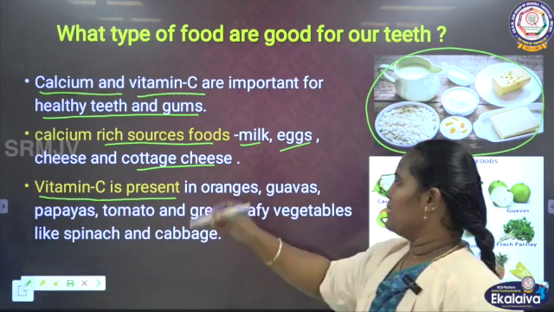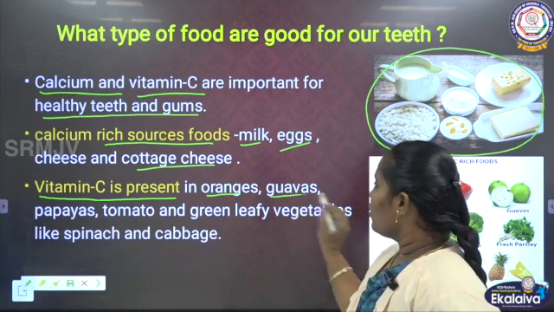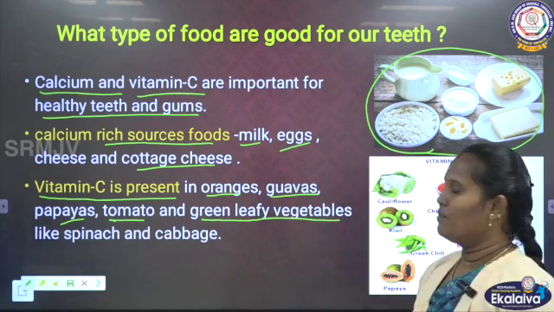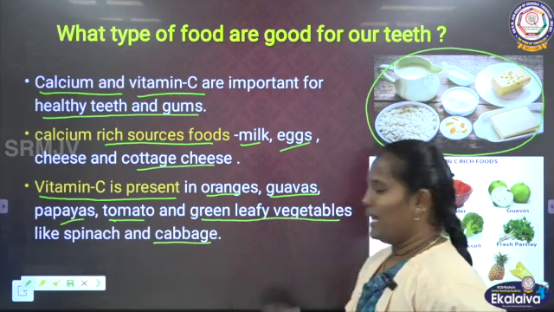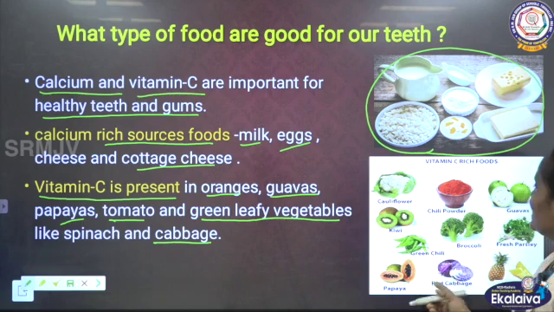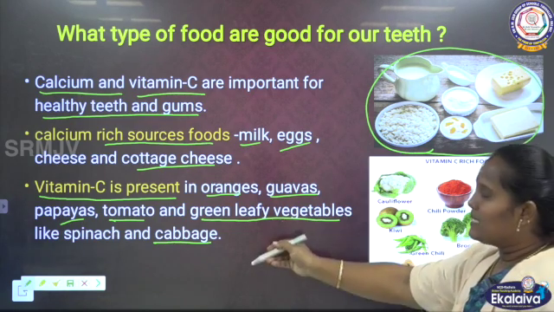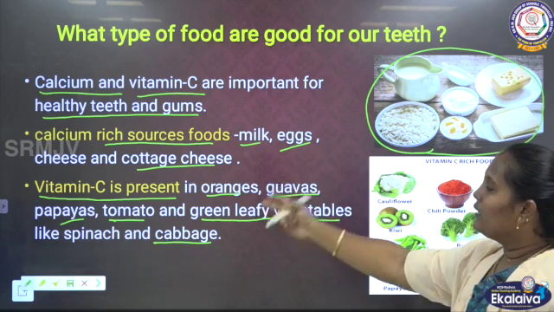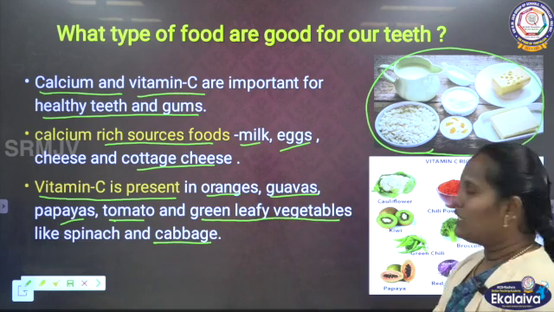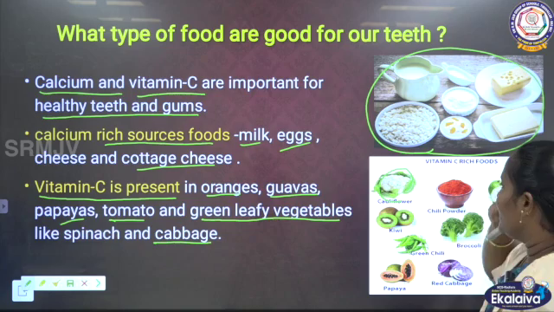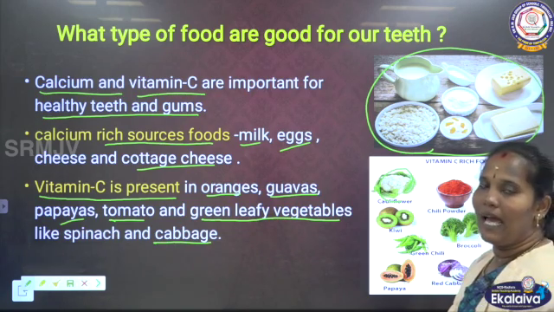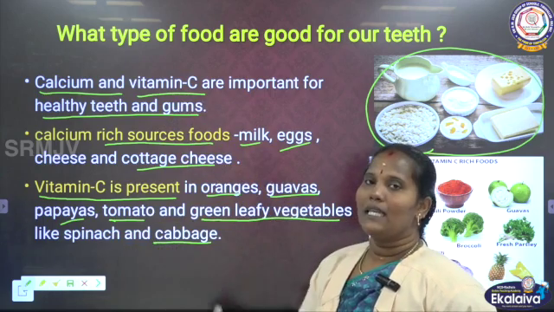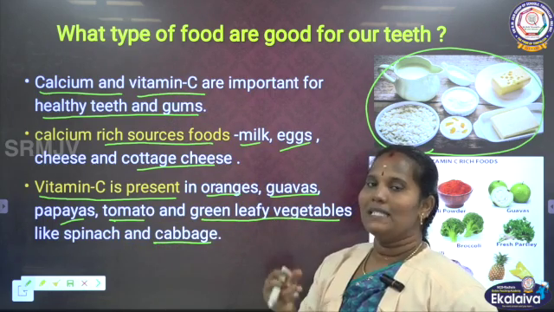Vitamin C sources, what are they? Orange, guava, papaya, tomato, and green leafy vegetables like spinach and cabbage. Like these foods we can get vitamin C. Green vegetables, meaning cabbage and cauliflower, have a lot of vitamin C. So these foods keep our teeth and gums healthy.